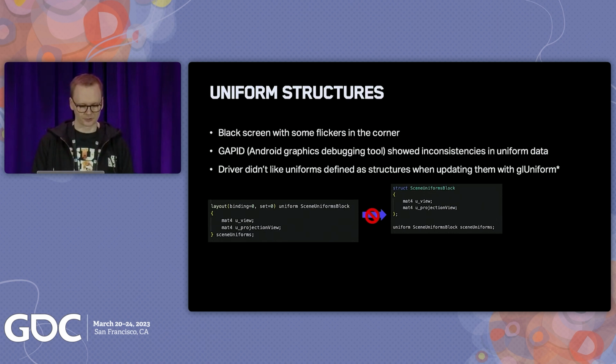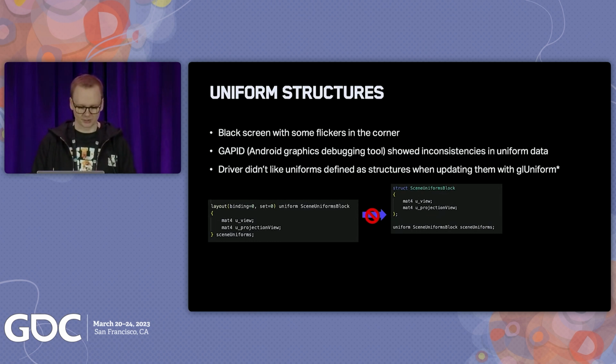Turns out the driver didn't like uniforms defined in this way. And when we were updating the uniform values, some of the columns in uView got values from uProjection view. So it was messing up the locations of the uniforms in some weird way.